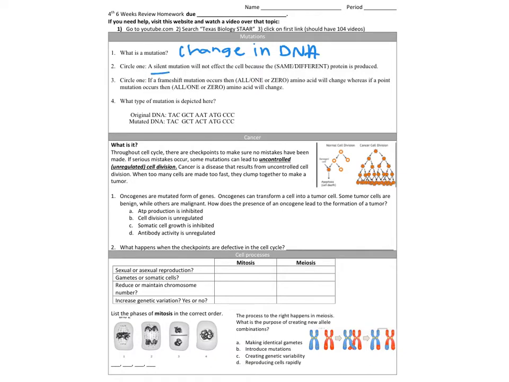Let's think about the word silent. We all know what silent means in everyday language. So a silent mutation will not affect the cell, keyword not, because the same protein is produced. Think about it this way: to not affect the cell, I need to have the same traits. And how do I get to traits? Remember, proteins determine traits. So the only way to not affect the cell and have the same traits is to also have the same protein. Okay, that is a silent mutation. Remember, guys, this is a type of point mutation.